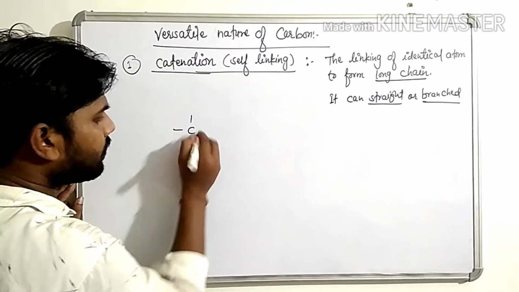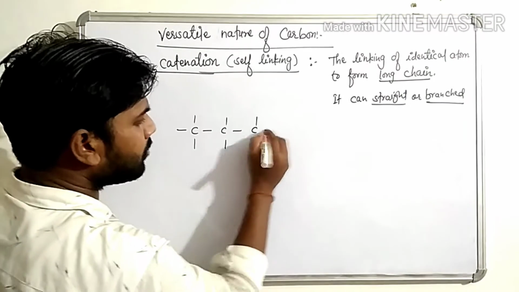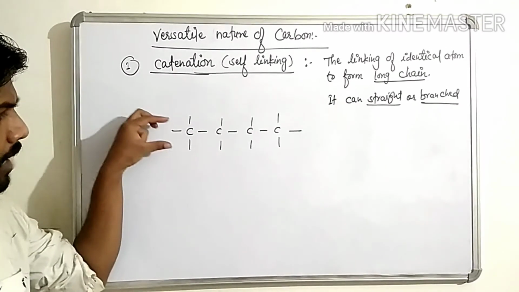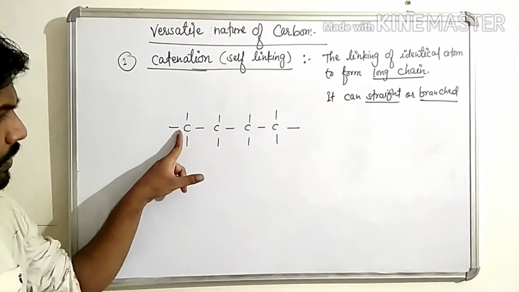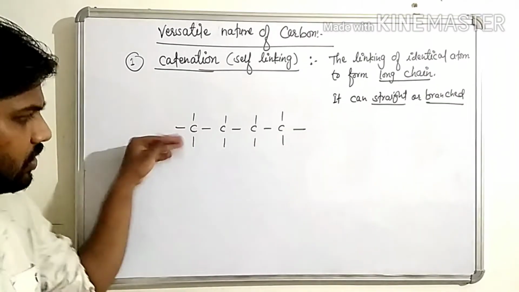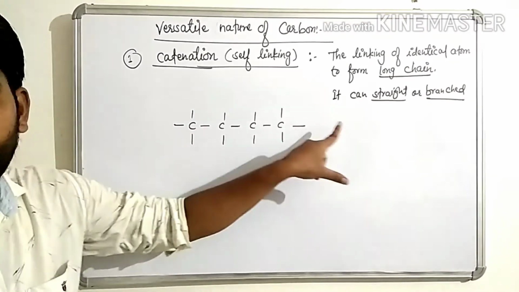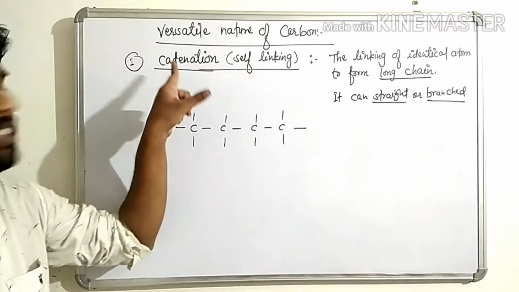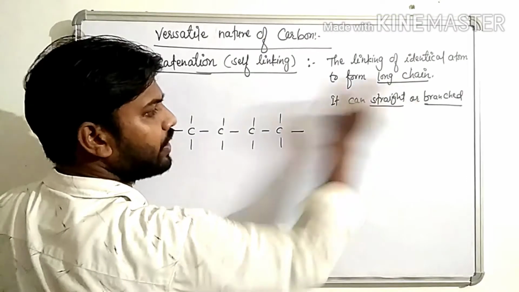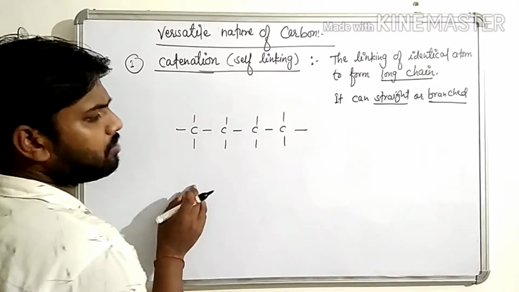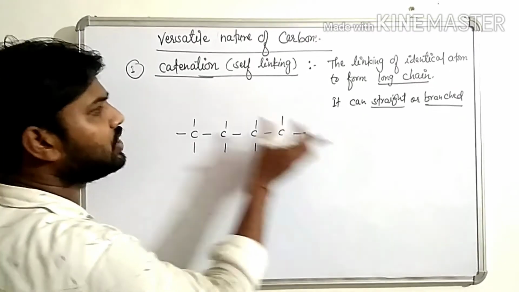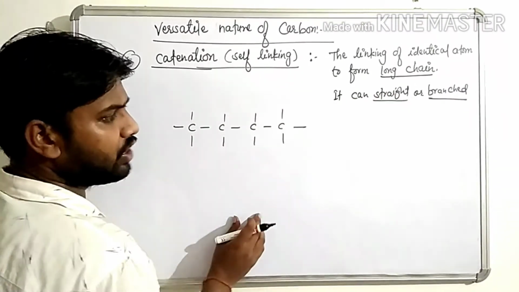Carbon, carbon, carbon, carbon. If the carbon attaches with the same atom and forms a long chain, see children, it is forming a long chain. This is known as catenation. Now understand what is a straight chain. Straight chain means when the chain shows in a straight way, that is known as a straight chain.